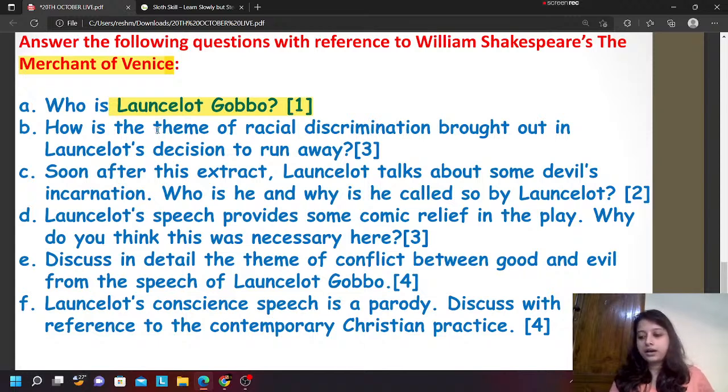Next question. For 1 mark, you may not write who gives new dresses to the servant. Not required. How is the theme of racial discrimination brought out in Lancelot's decision to run away? How many marks are there? 3 marks. Racial discrimination means when you discriminate against somebody in terms of his color, his religion, his class. Do you think this theme is brought out in Lancelot's decision to run away? These questions are very important, somewhat tricky. Try to answer them.